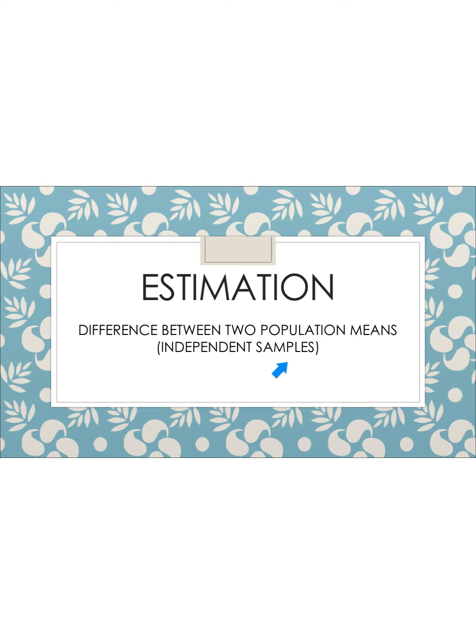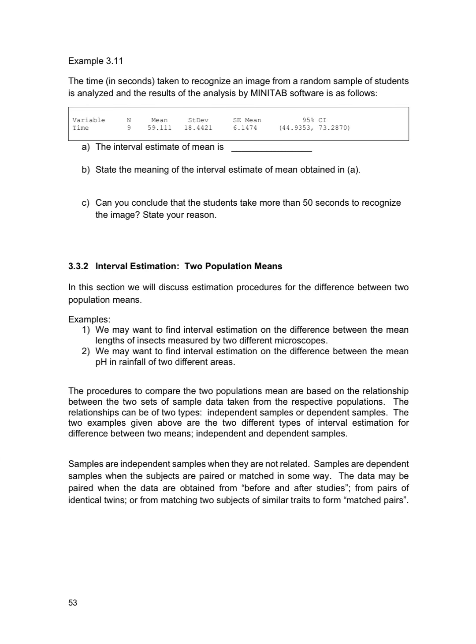Actually there will be two types of sample. First we have independent sample and the other one we have dependent sample. I will explain first what is independent sample. So 3.3.2, interval estimation for two population means. We will discuss the estimation procedure for the difference between two population means.